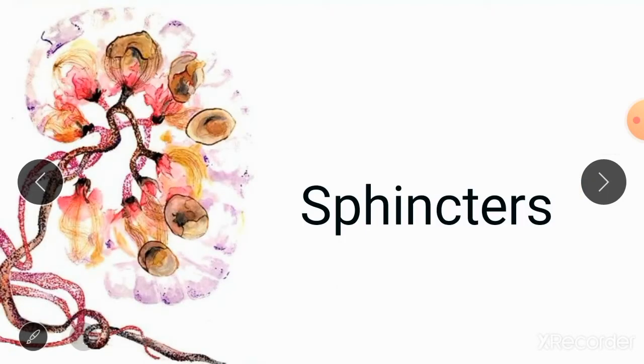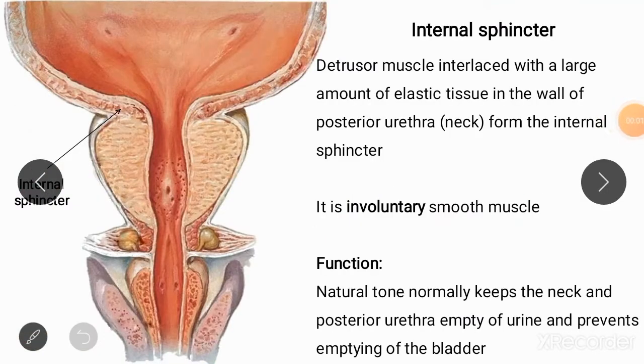Let us now discuss the sphincters which are present within the bladder. The bladder consists of two sphincters, the internal sphincter and the external sphincter. Let us first discuss the internal sphincter. First you must remember what a sphincter is. A sphincter is not some separate body attached here. It is the thickening of the smooth muscle of the bladder interlaced with large amounts of elastic tissue.